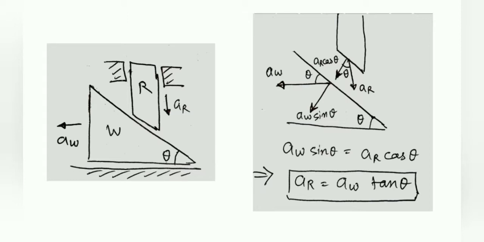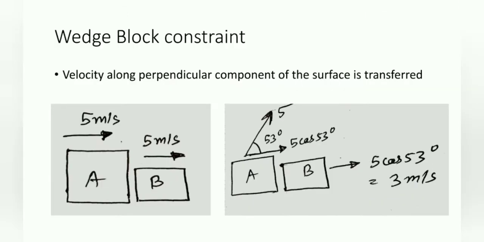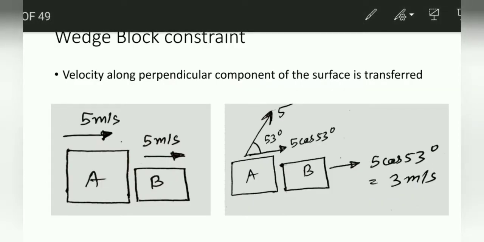This is rather a simple variety. Let's see. Let's start from the absolute zero concept. This is a block A and this is a block B. If this block A is moving with a velocity of 5 meter per second, what will be the velocity of block B? If both are moving together, definitely 5 meter per second. Otherwise, both will not move together, isn't it?